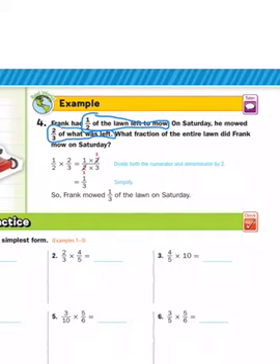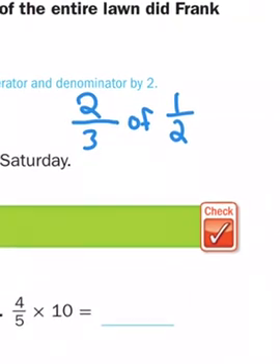So here's how I'm going to set it up. First off, on Saturday, Frank mowed 2/3 of what was left, right? Well, we know in this first sentence, half of the lawn was left. So that means Frank mowed 2/3 of 1/2 of the lawn. And we have to write our answer as what fraction of the entire lawn did Frank mow. So basically, we have to figure out what 2/3 of 1/2 is. And if you guys remember, I hope, of means multiply. So we have to solve 2/3 times 1/2.